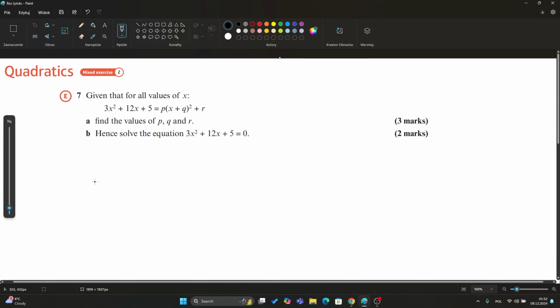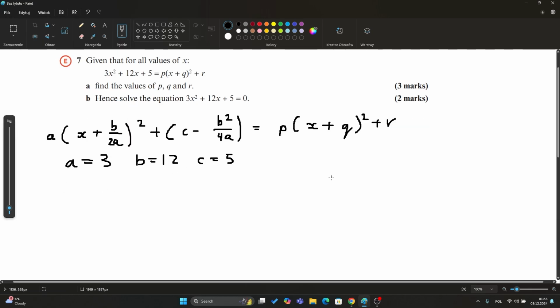Now for question number 7, given that for all values of x, 3x squared plus 12x plus 5 equals the following, which looks like completing the square. A, find the values of p, q, and r. So this form looks like a completed square, so we have to complete the square. And basically the formula for it was, so now what happens, we use this formula, we plug in the coefficients, and we get the following.